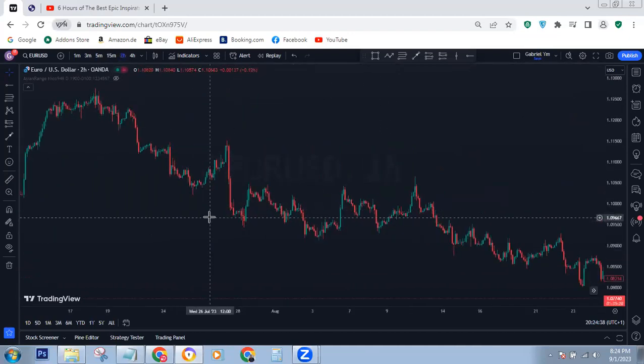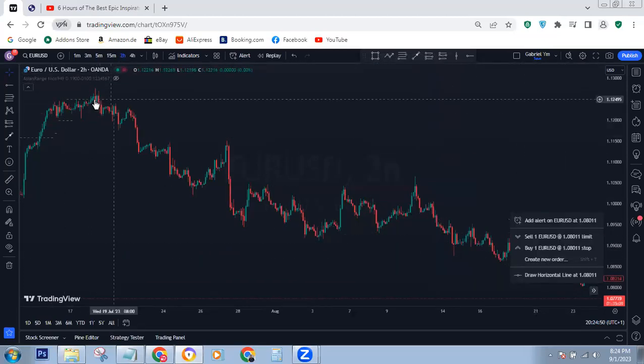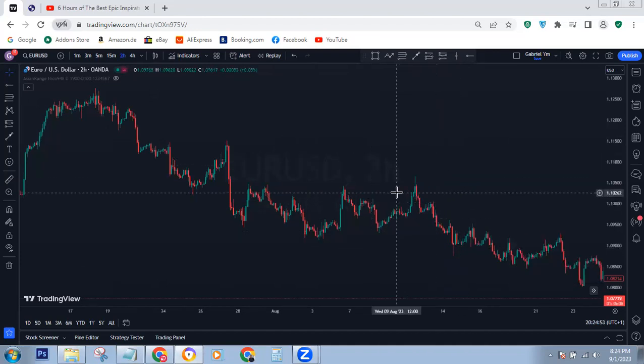Now, look at this market. Is this market going up or coming down? Tell me in the comment section. Is it going up or coming down? Just type it in the comment section. Let me know. Oh, good. Down. Oh, yeah. This market is coming down.